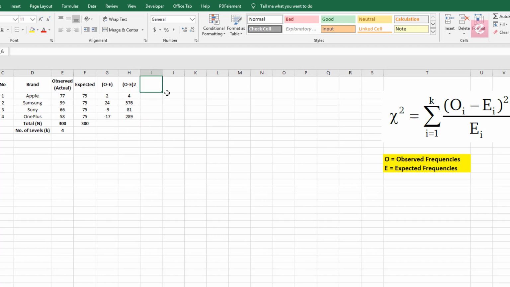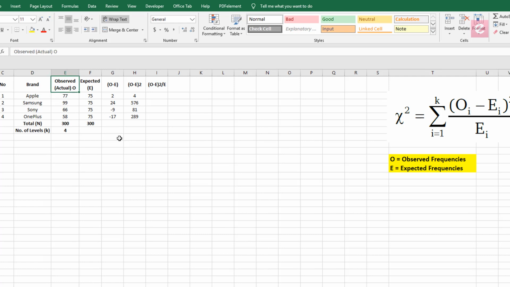Now we need to find (O minus E) whole square divided by E, that is, expected frequency 75. (O minus E) whole square divided by E. That is (O minus E) whole square, this column, and expected is this column. So record E as expected. This is O, that is observed. So add O here. Now we apply the equation (O minus E) whole square divided by E, then 4 divided by 75. Then drag it down.